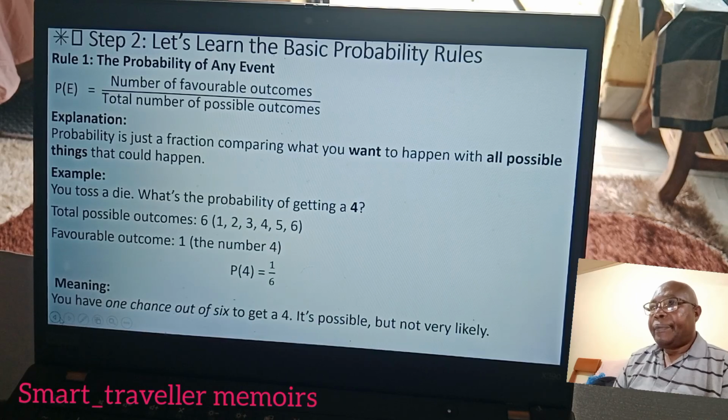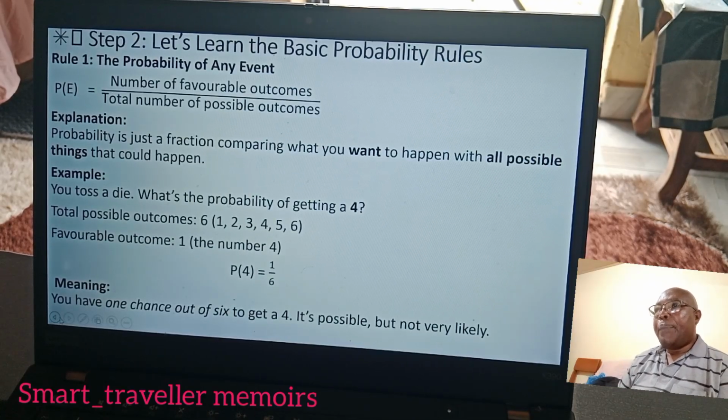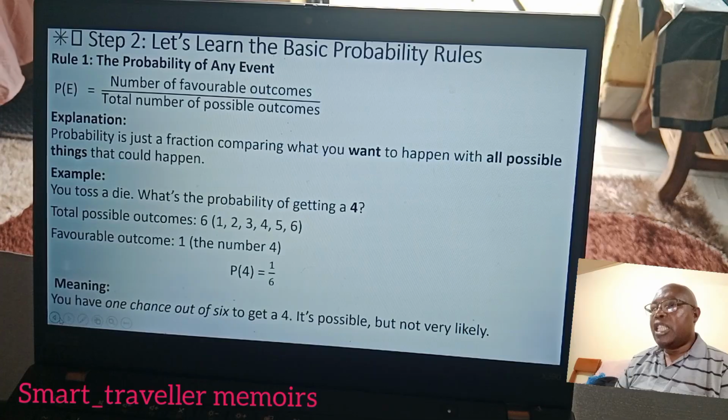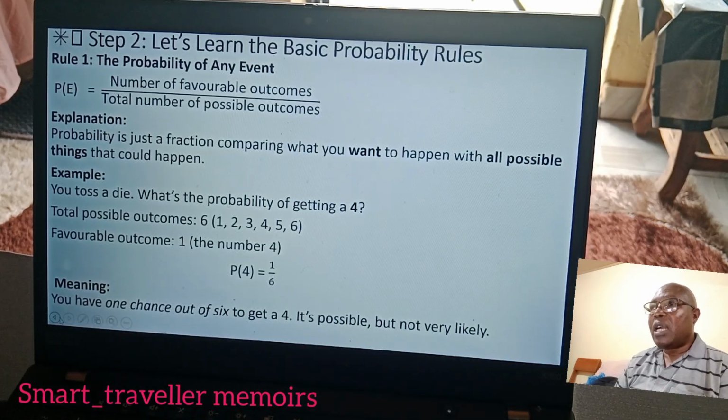Rule number 1, the probability of an event. This is given by P(E), where P stands for probability and E for event, and it is equal to the number of favorable outcomes divided by the total number of possible outcomes. Explanation. Probability is simply a fraction comparing what you want to happen with all the possible things that could happen.